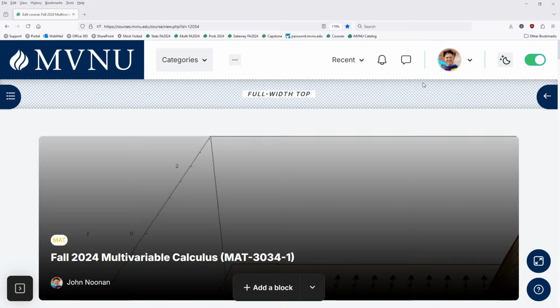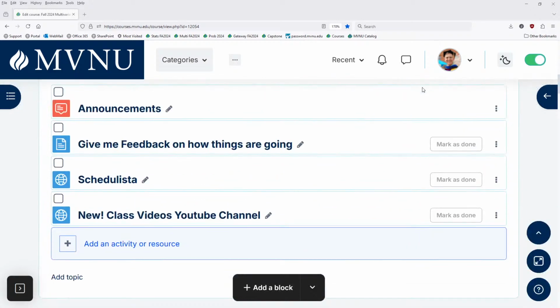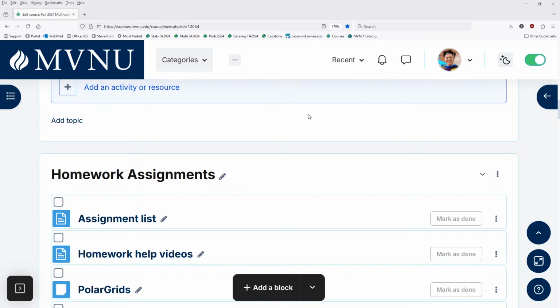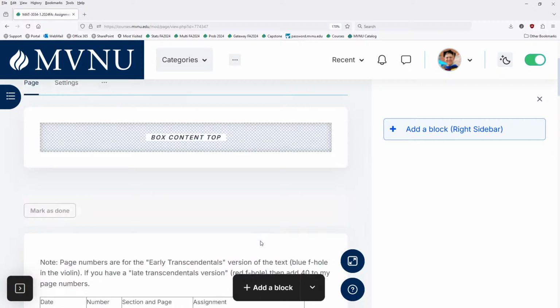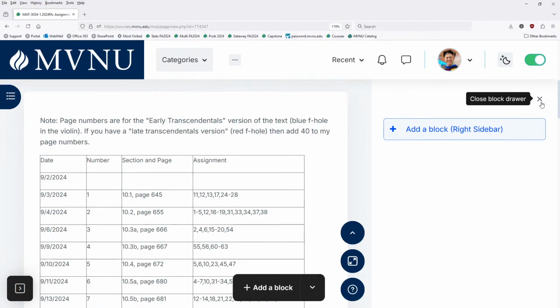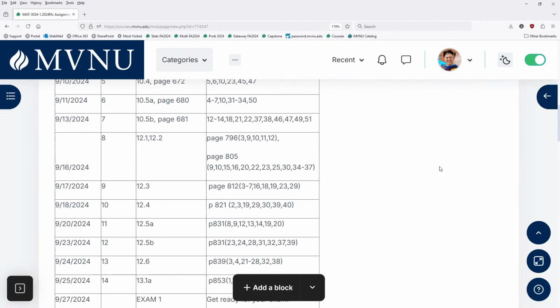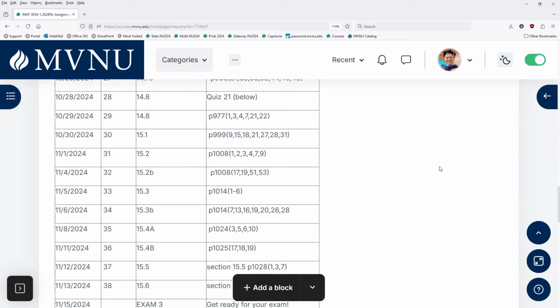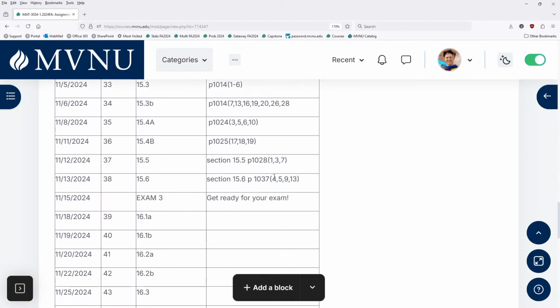Okay, so first off, the homework. Where is the assignment? There it is. Assignment list. Let me just double check. Okay, so down, down, down. Keep going. Yeah, I do have something. Good. So section 15.6, and I think I've got it on my iPad, just a sec. 15.6, there it is. It's numbers 4, 5, 9, and 13.